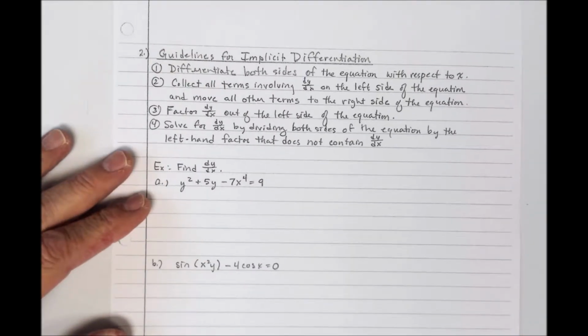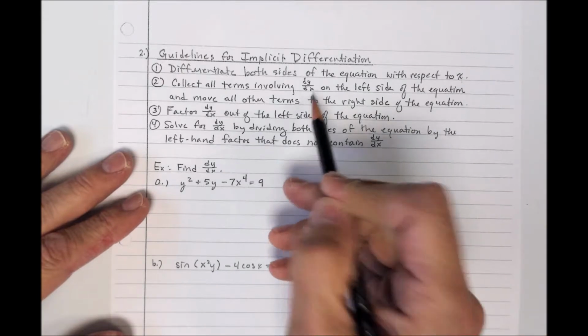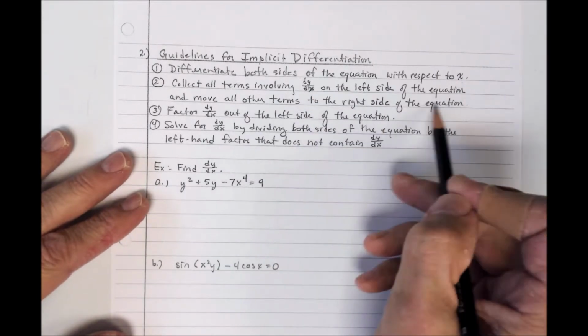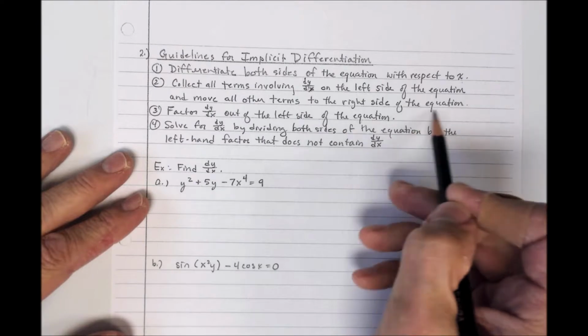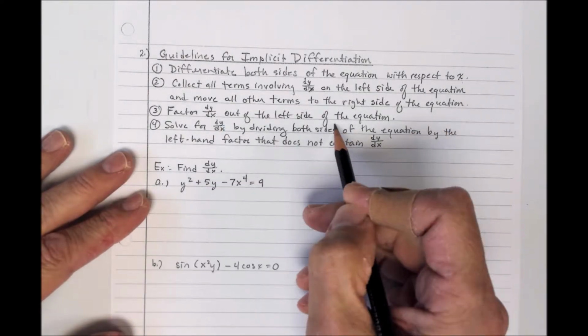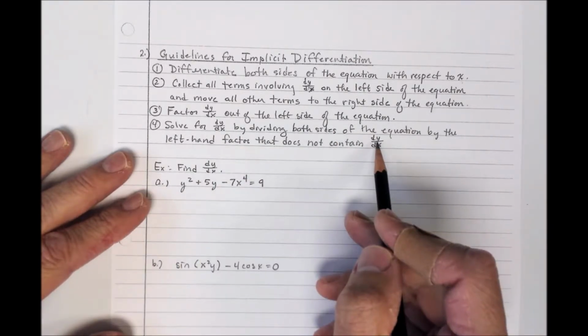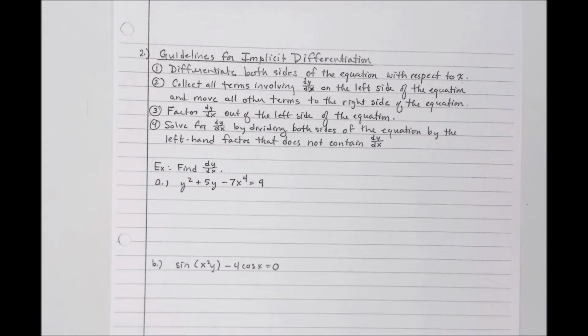Here are my guidelines. I've got them all written out nicely for you. Differentiate both sides of the equation with respect to x. Collect all the terms with dy dx on the left side of the equation, and move all the other terms to the right, or vice versa. Factor the dy dx out of the left side, and then solve for dy dx by dividing both sides. So I'm going to do that on these next couple of examples as well.